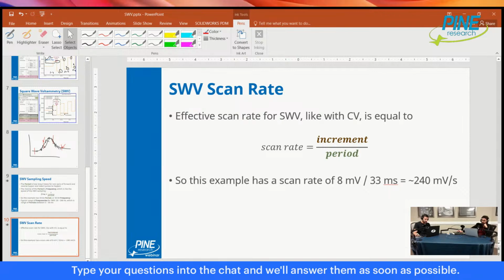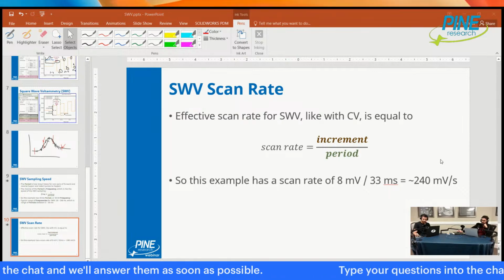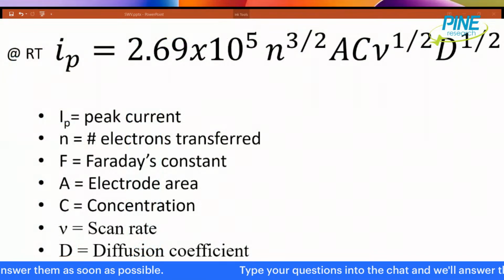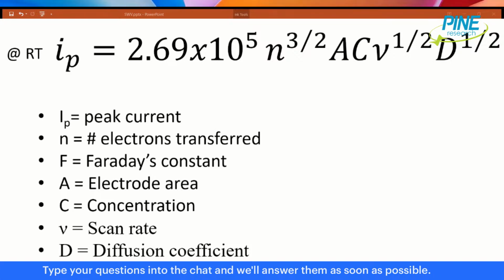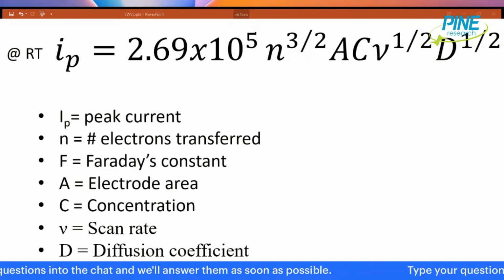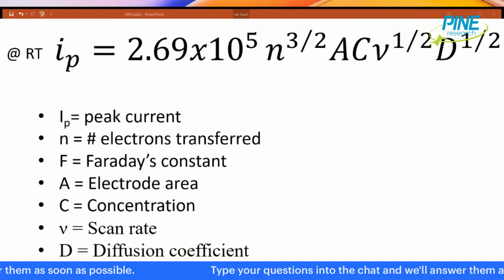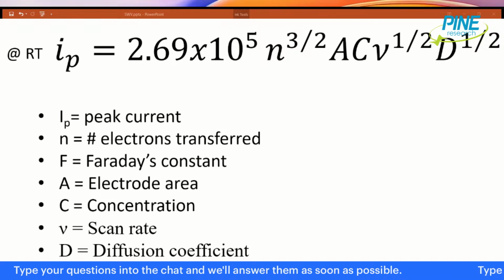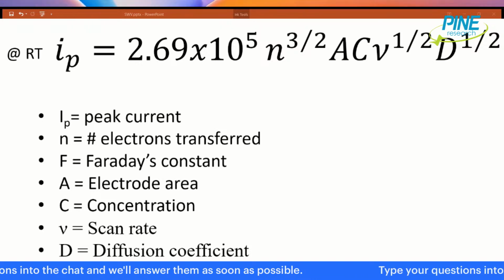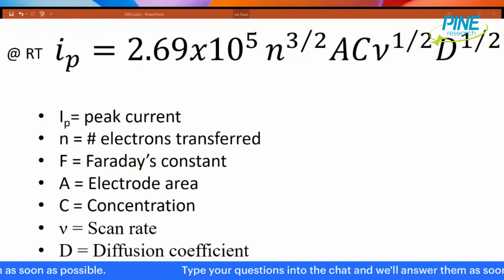And I think we have, for instance, Alex helped do a lot of cool things. This is the Randles-Sevcik equation. This is for CV. It isn't exactly analogous or perfectly comparable to square wave, but with a CV, the peak current you get is proportional to the square root of the scan rate. As the scan rate gets higher, the peak current gets higher.